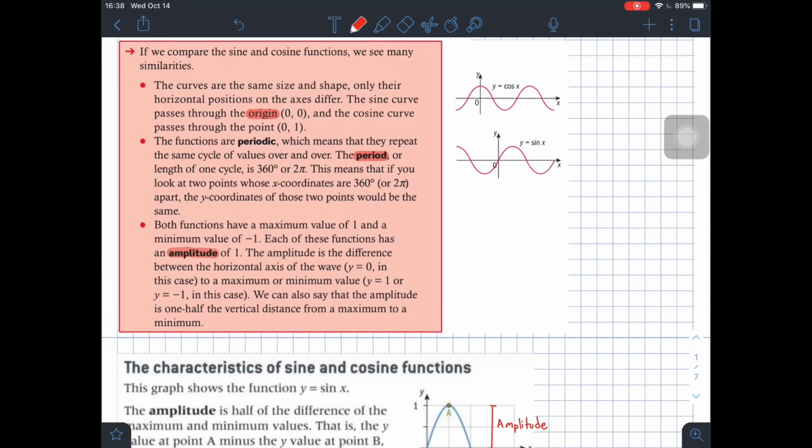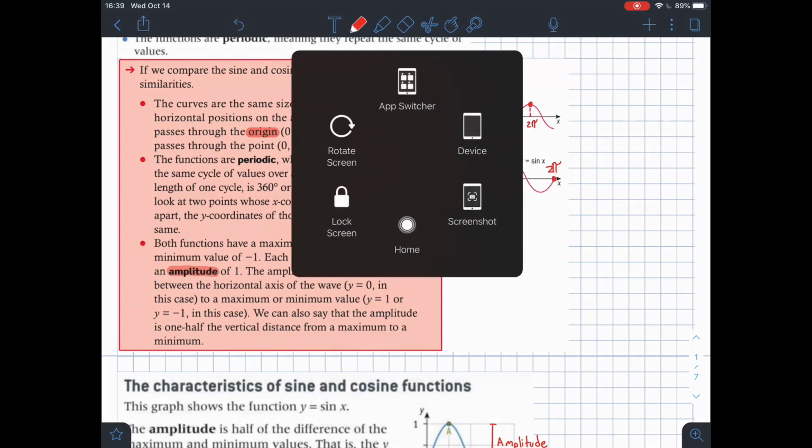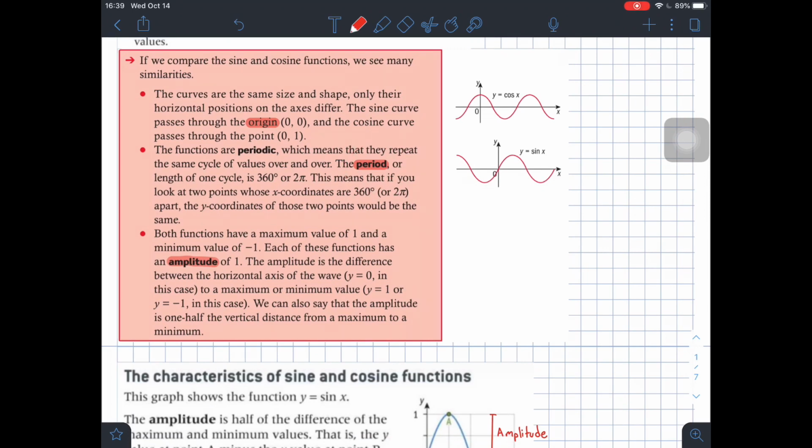This means that if you look at 2 points whose x-coordinates are 360 or 2 pi apart, the y-coordinates of those 2 points would be the same. So for example, this point repeats exactly here, 2 pi, or 360 degrees later, right? And same thing for sine. It starts here and then it repeats its same value right here after exactly 2 pi or 360 degrees, okay? That's what we know as period.